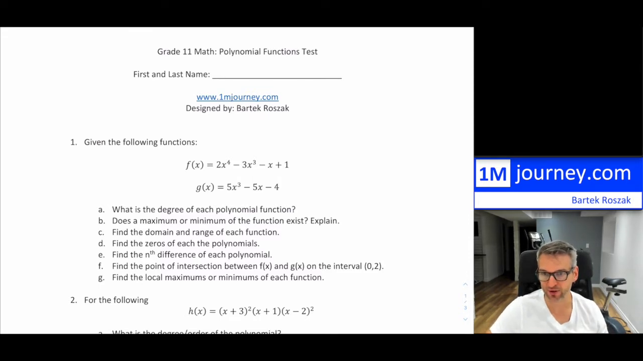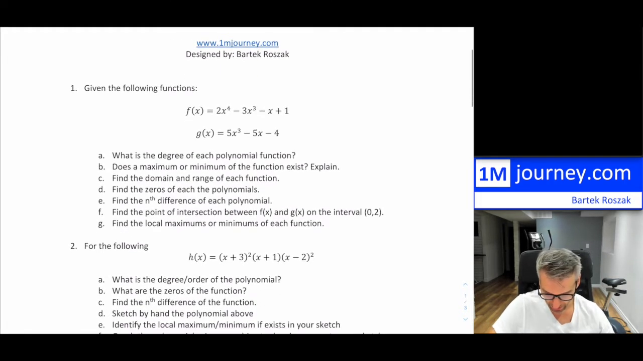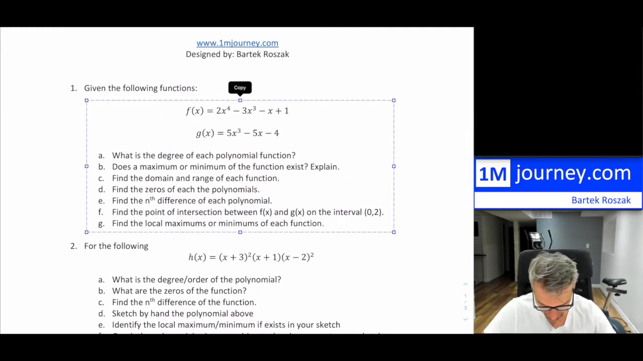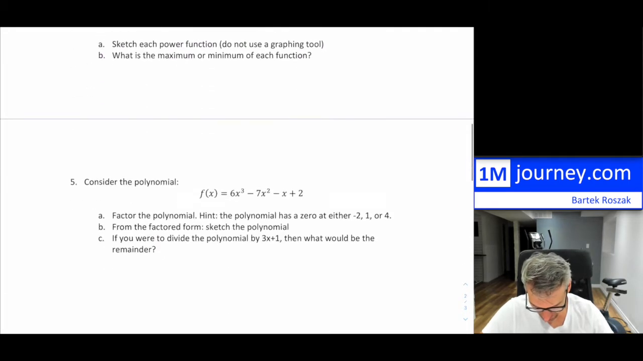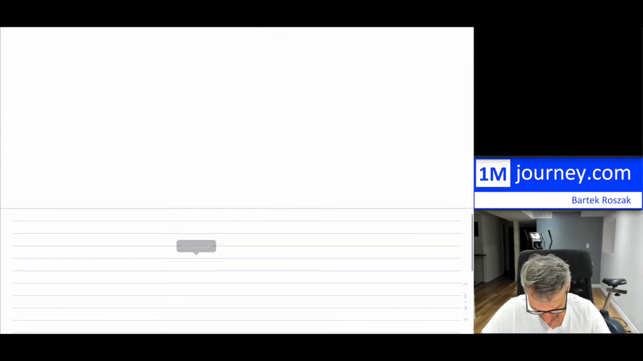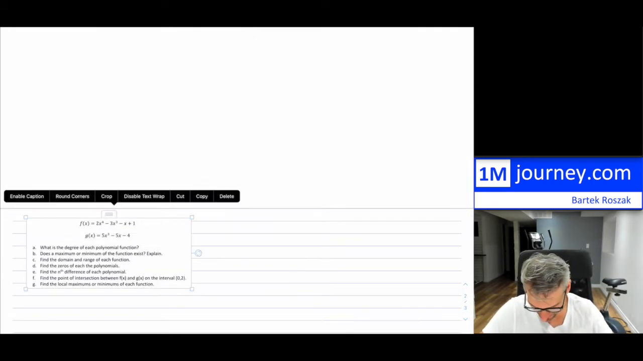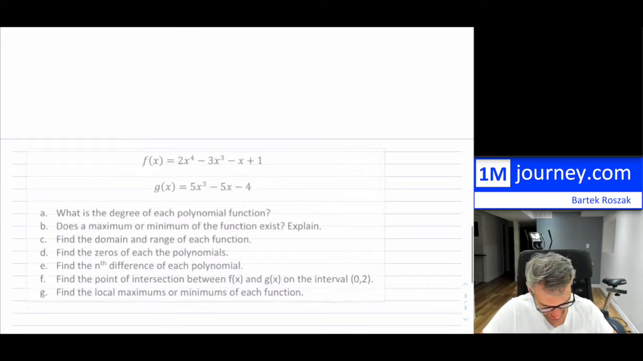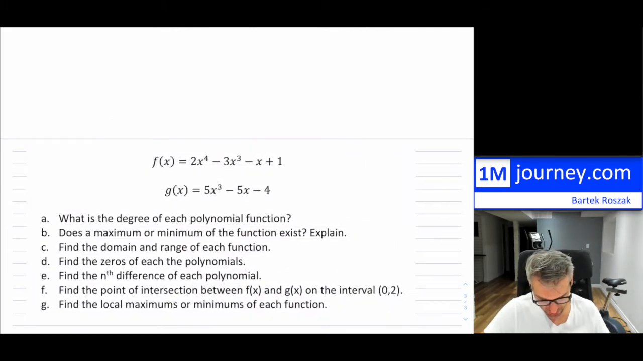Given the following functions, there are 2 of them, f of x and g of x, and we have a slew of questions asked about them. Let's try these first. I'm going to copy this down and bring it down here so we can work on it. The first part, A, states, what is the degree of each polynomial function? That one is a little bit easier.